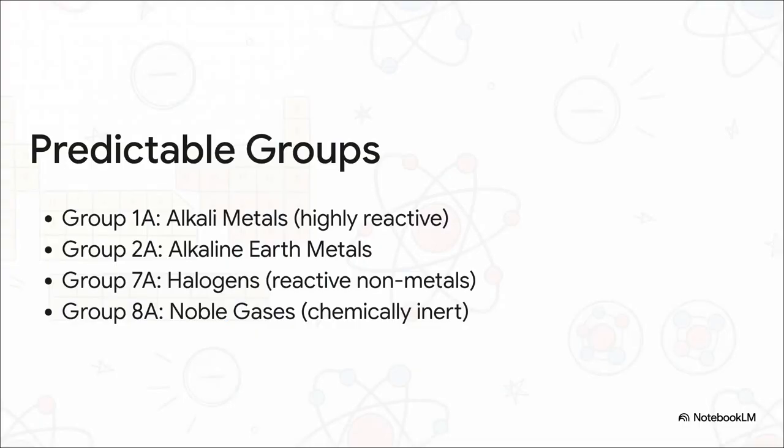You also need to know your key vertical columns, or groups. Main group elements follow highly predictable patterns, unlike the transition elements sitting in the middle. You've got Group 1A, the highly reactive alkali metals.